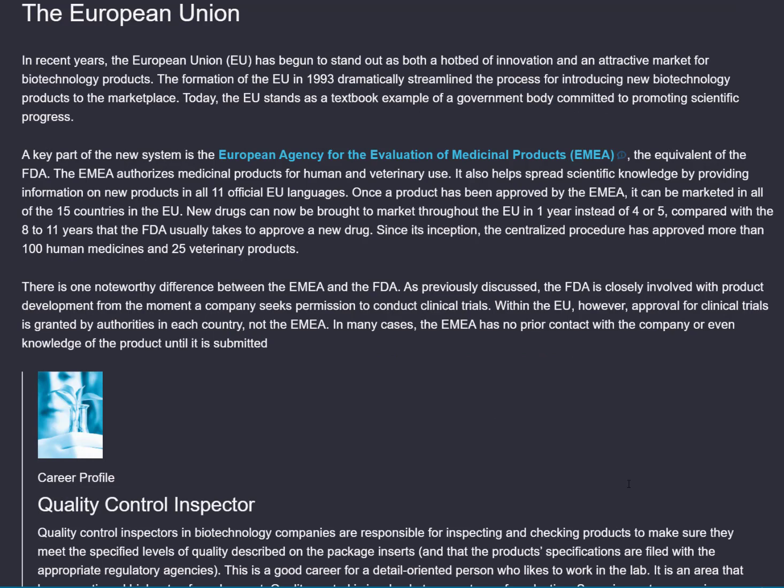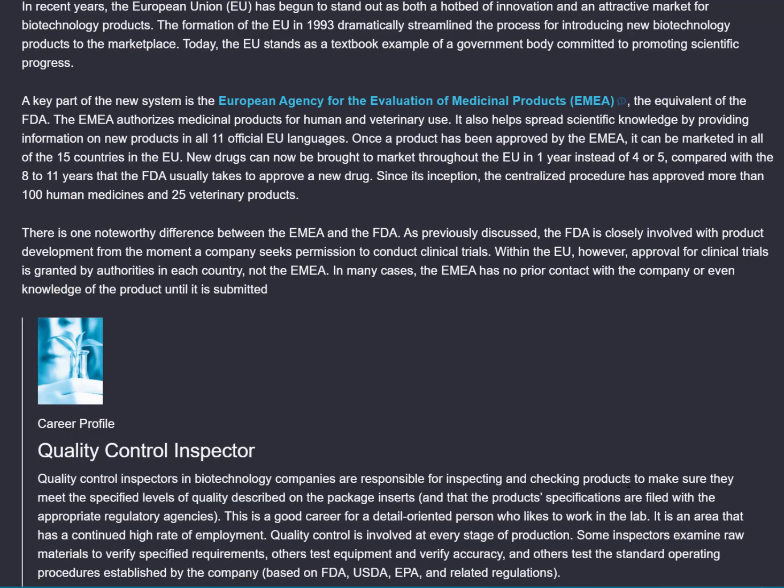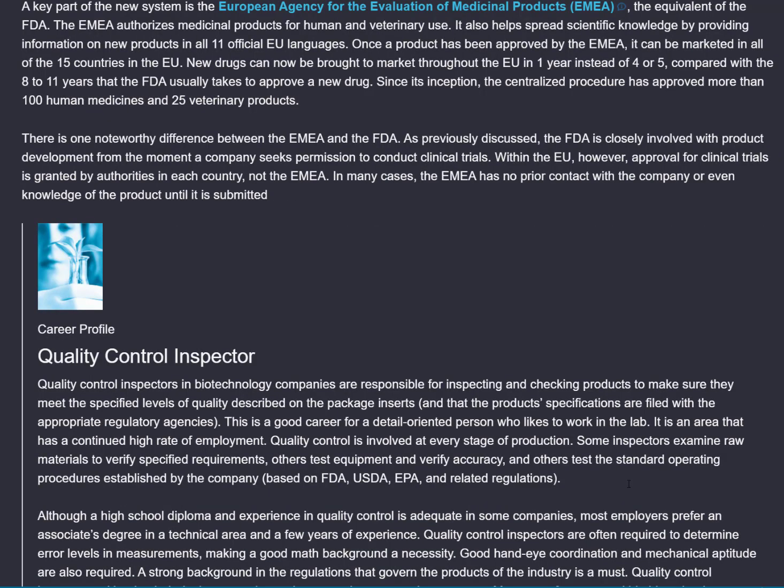The European Union. In recent years, the European Union, EU, has begun to stand out as both a hotbed of innovation and an attractive market for biotechnology products. The formation of the EU in 1993 dramatically streamlined the process for introducing new biotechnology products to the marketplace. Today, the EU stands as a textbook example of a government body committed to promoting scientific progress. A key part of the new system is the European Agency for the Evaluation of Medicinal Products, EMEA, the equivalent of the FDA. The EMEA authorizes medicinal products for human and veterinary use.